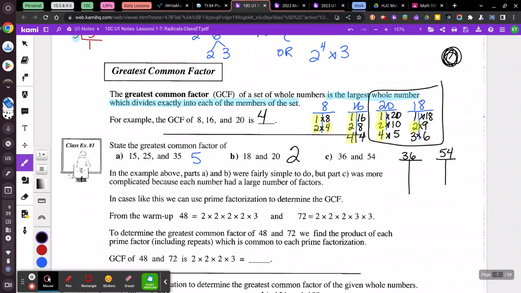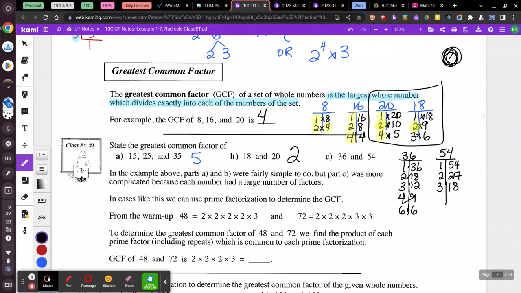Okay, 36 is going to be 1 times 36, 2 times 18, 3 times 12, 4 times 9, and 6 times 6. 54: 1 times 54, 2 times 27, 3. What does 3 go in? 17. Is it? Let's check. 18, really close.